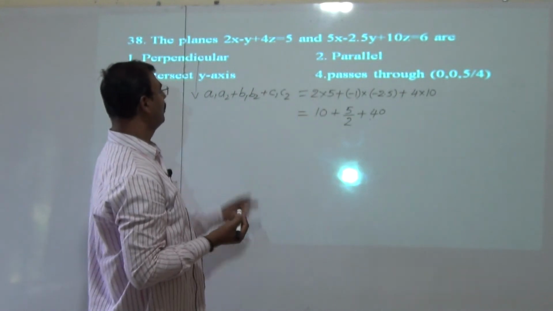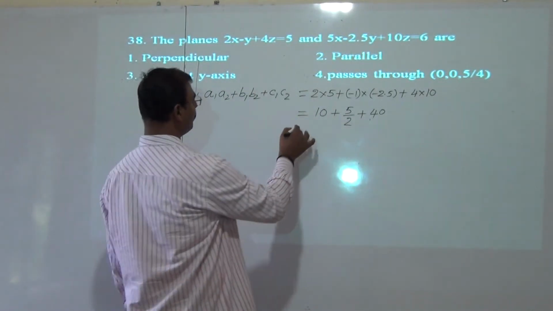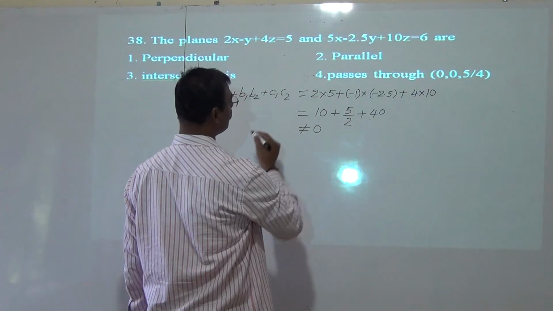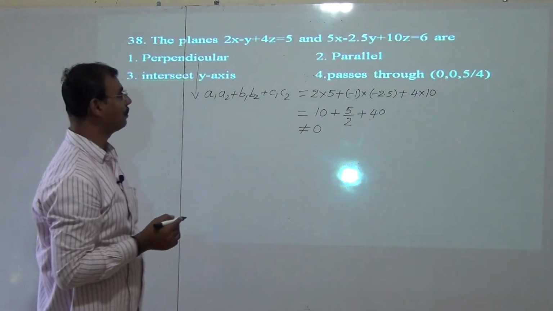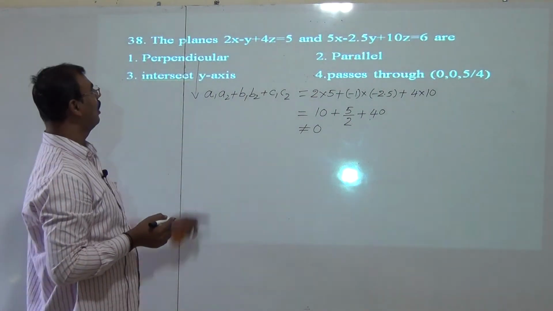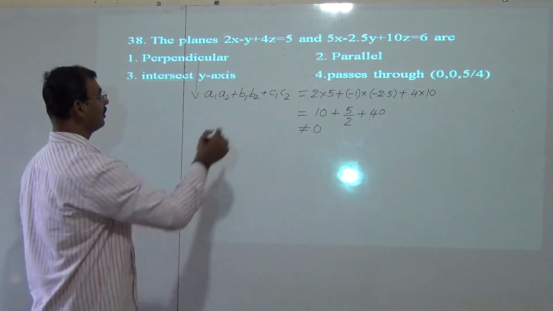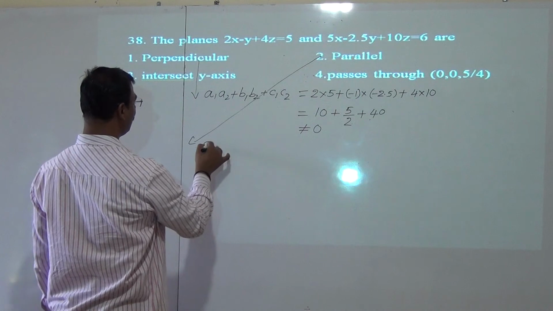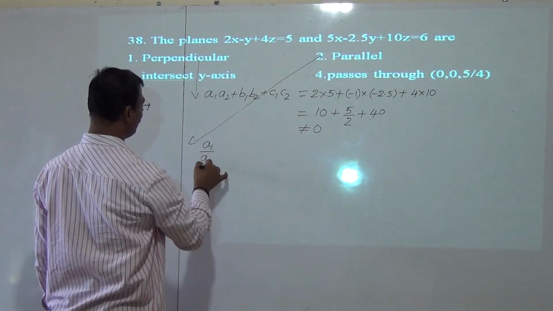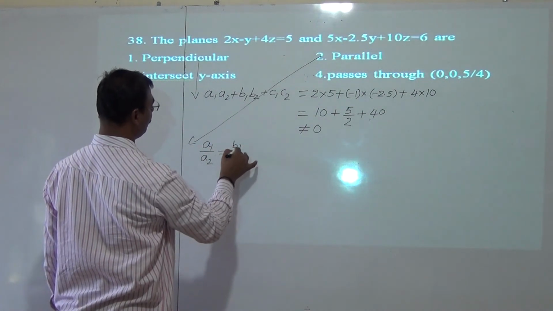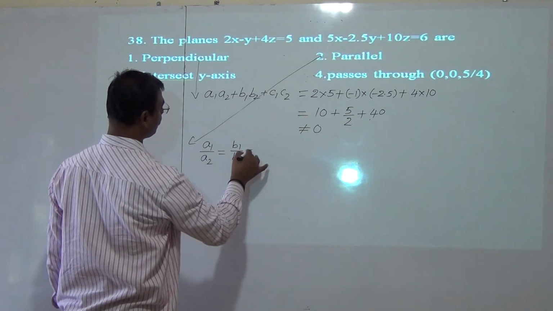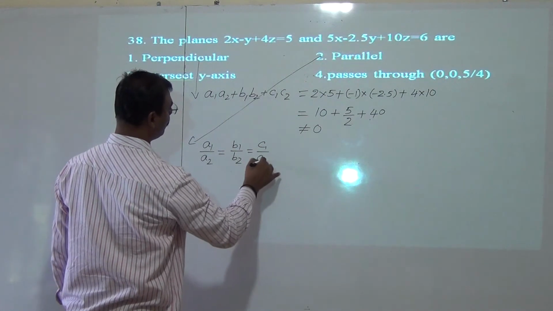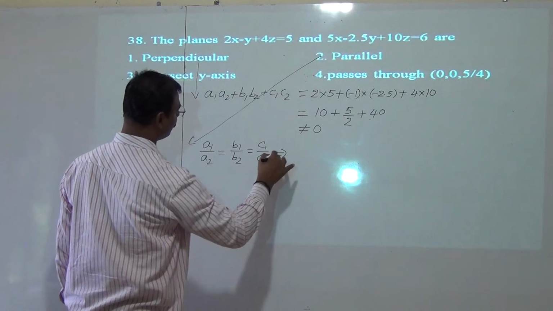Okay. So do we get equal to 0? No, this is not equal to 0. Hence, these are not perpendicular. Now we go to the parallel condition. So I am taking the second option. Option number 2. What is the condition? A1 by A2 equals B1 by B2 equals C1 by C2. We check this condition now.